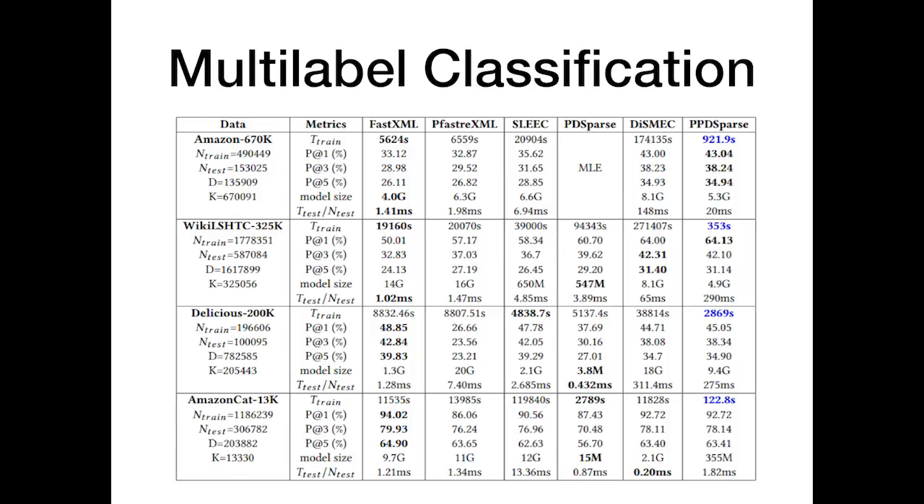Fast XML was faster than PPDSparse in some respects, but actually for training, we were much, much faster. For testing, Fast XML was faster. But our accuracies were much, much better than any of these other methods. And so this is PPDSparse. So again, the same thing holds: either we are state-of-the-art or close to the state-of-the-art.